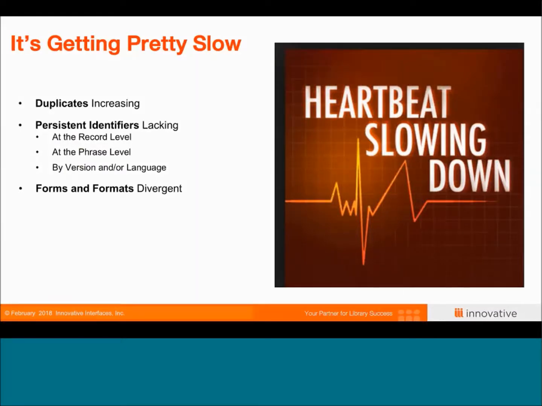So let's go back to the slowing heartbeat issues for just a second and talk about what exactly in MARC is causing our slowdown, which also starts to hint at the answer to Eva's question of what are the types of things we need to think about. So right now, what's slowing us down in our systems? Why is the heartbeat slow? Two things, really. Clutter. And by clutter, I guess the biggest part is duplicates. They're increasing. We all know that.